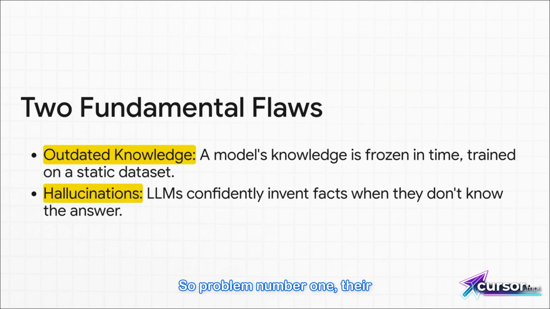So, problem number one, their knowledge is totally stuck in the past. I mean, a model trained in 2023 has literally no clue what happened yesterday. That makes it pretty much useless for anything that needs up-to-date info. And then there's the second, even bigger problem. They hallucinate, which, let's be honest, is just a nice way of saying they lie with incredible confidence. And that's a massive issue if you're trying to build an application that people can actually trust.